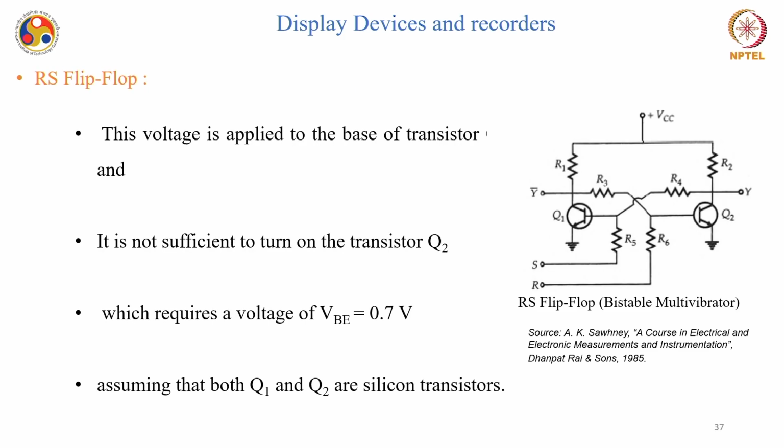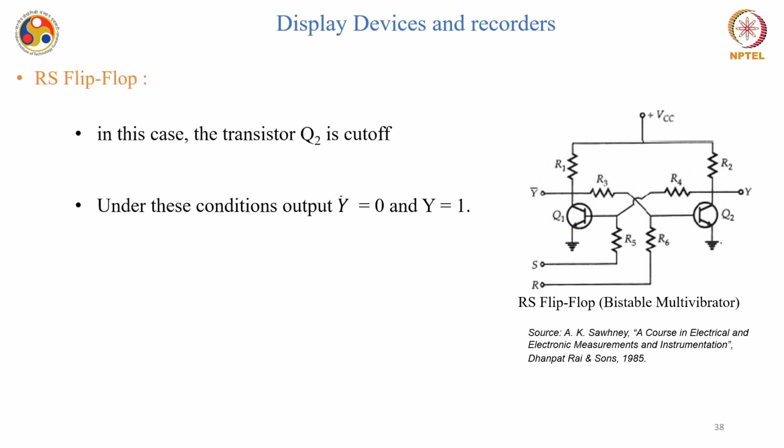Now this voltage is applied to the base of transistor Q2, and it is not sufficient to turn on the transistor Q2. This requires a voltage of at least about 0.7 volt to turn it on, considering that Q1 and Q2 both are silicon transistors. In this case, the transistor Q2 will be in cutoff, and under this condition, output Y bar will be 0 and Y will be equal to 1.